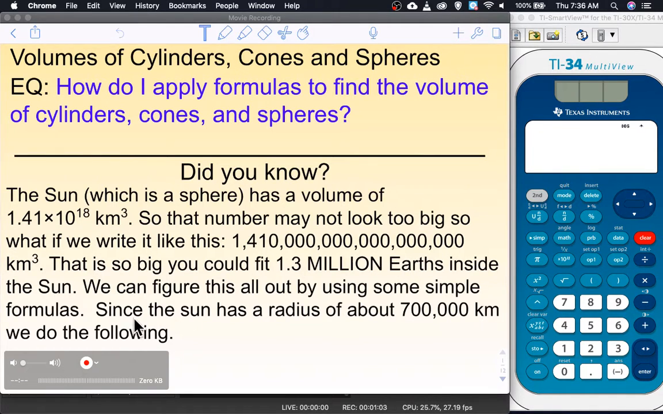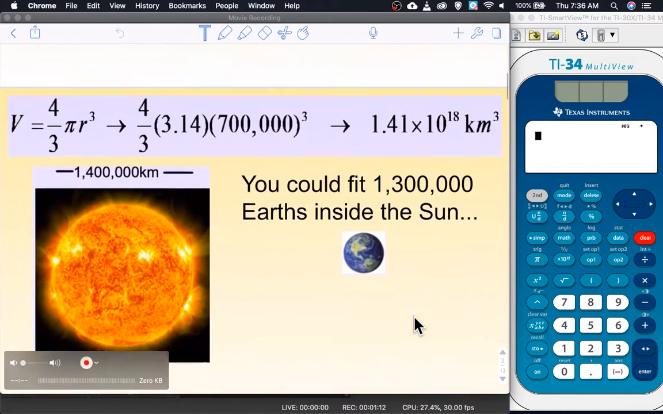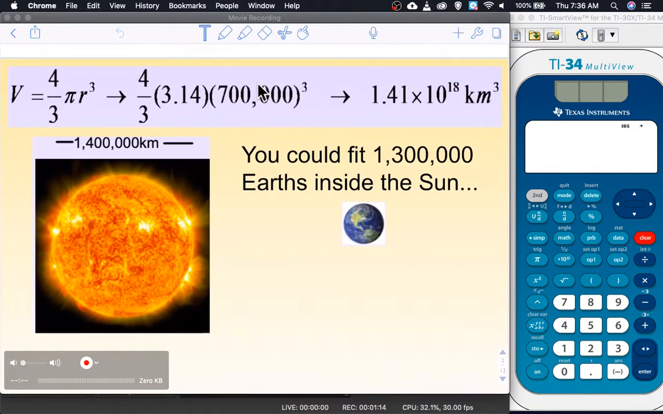Like, for example, we can measure the diameter or the radius of the sun, since the sun has a radius of about 700,000 kilometers. We just take 700,000, throw it into our volume of a sphere formula, and boom, it spits out the volume.